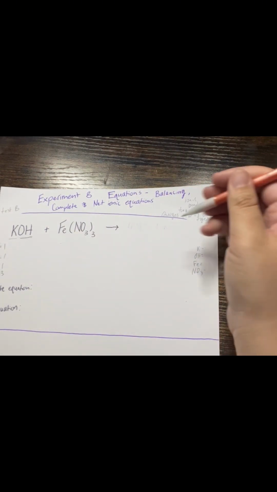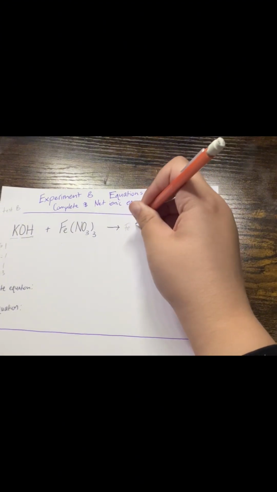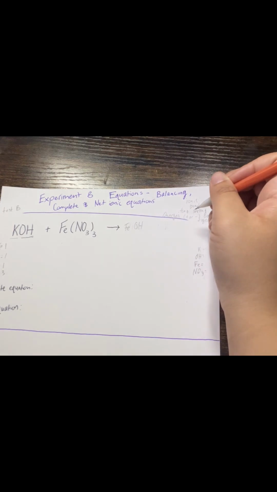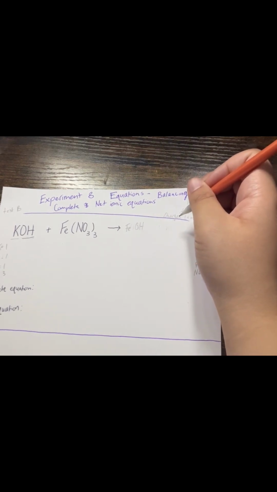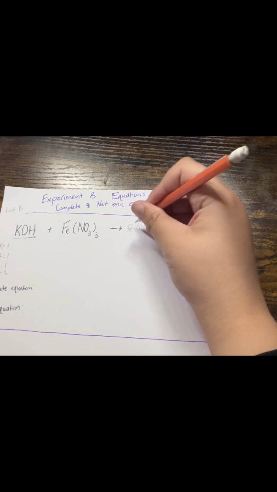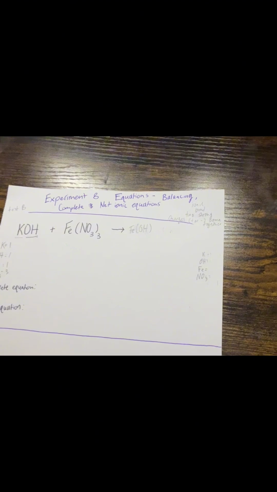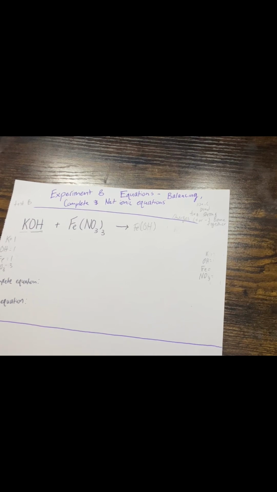Instead, let's try iron and OH. So iron oxide. Or no, I'm sorry, iron hydroxide. Because this just looks weird to me, I naturally threw it in parentheses. This could just be my sense of being in math, where parentheses are perfect, so let's use parentheses.